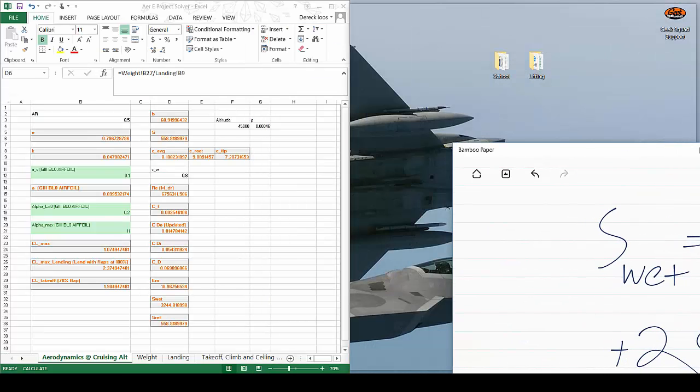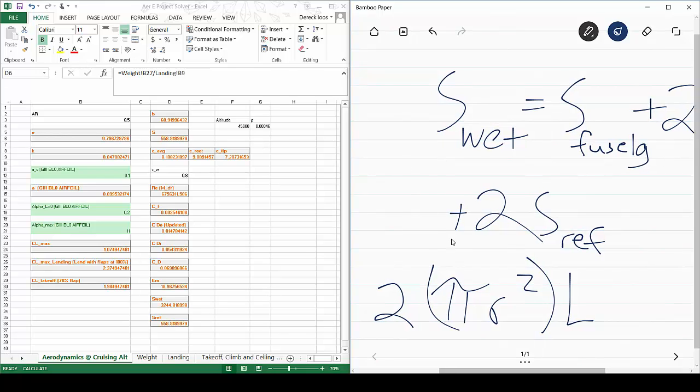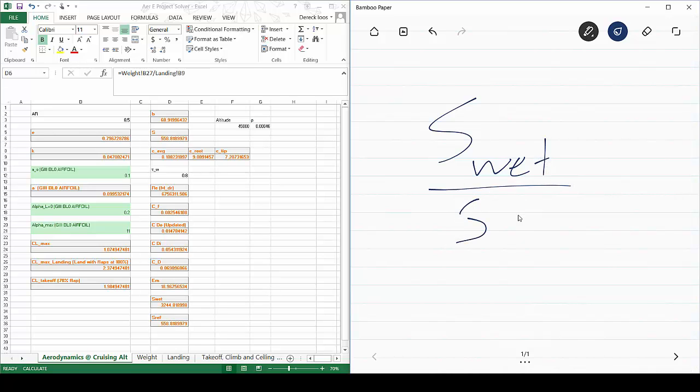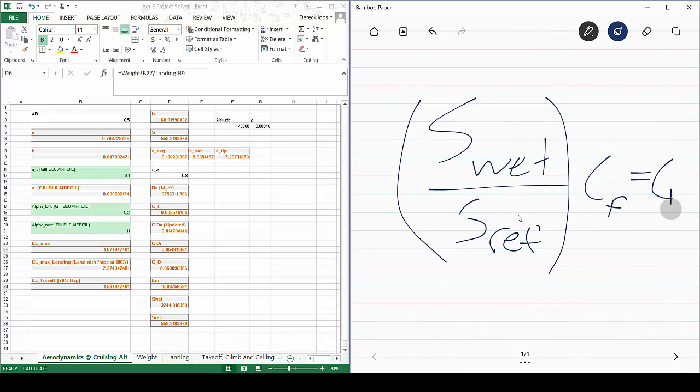And then while we finish solving for CD0, what we're going to be doing here is taking S wet and dividing it by S ref and multiplying that times our coefficient of friction, and that equals CD0. Additionally, if you refer to the equation sheet in the description, you can now find the value for the induced drag coefficient as well as the overall coefficient of drag.